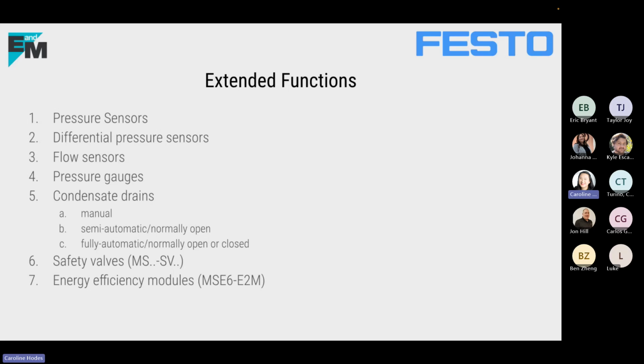And then lastly, going into extended functions, there are a bunch of valuable functions that can be added into any air prep unit. Those consist of pressure sensors, differential pressure sensors, flow sensors, pressure gauges, condensate drains, safety valves, and energy efficiency modules. And a lot of these extended functions can be embedded into other air prep components that we just listed.